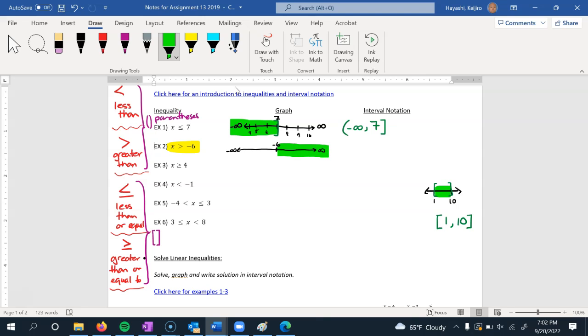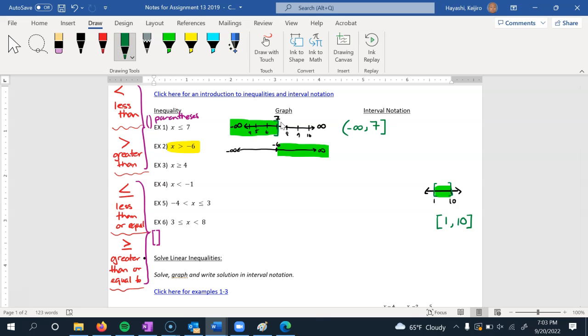And we can just go on shading forever. The righter we go, the even bigger than negative 6 we are. So we just shade to the right forever, so that we have this interval that starts at negative 6 and goes all the way up to infinity.